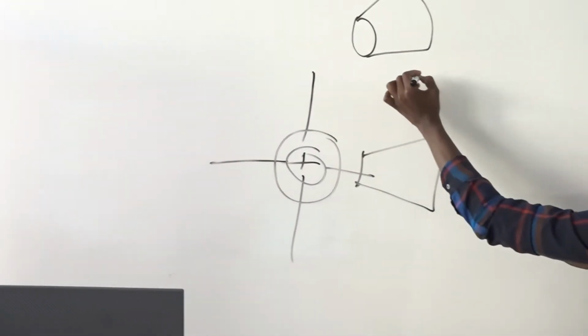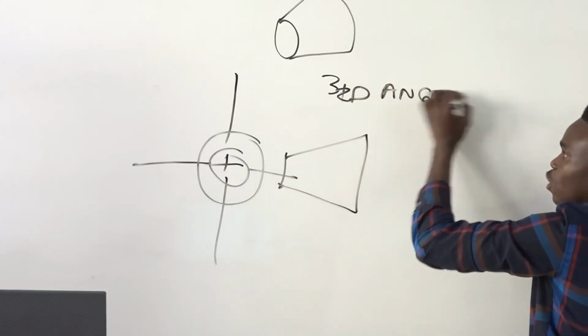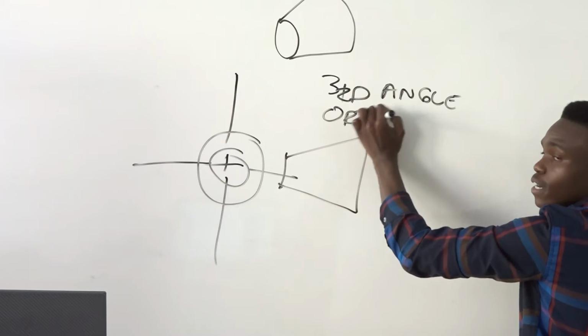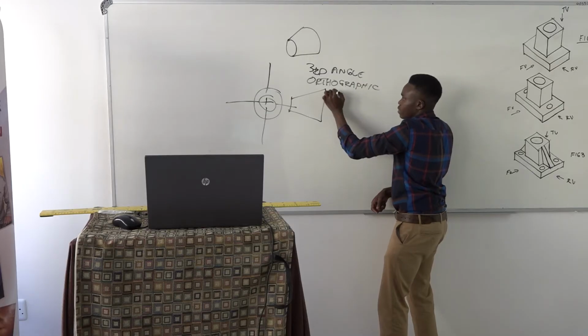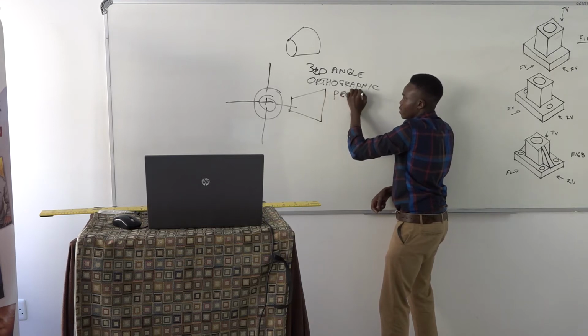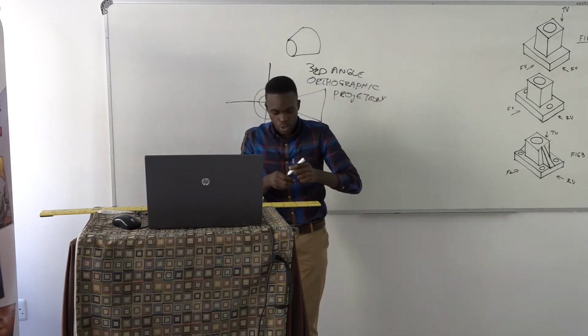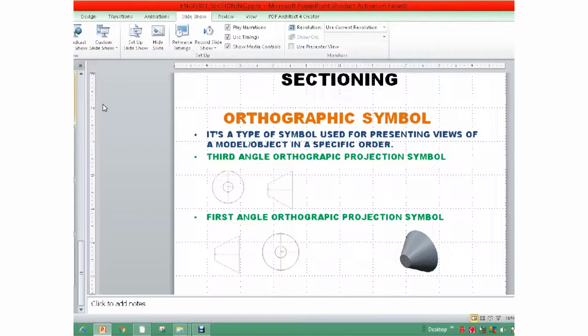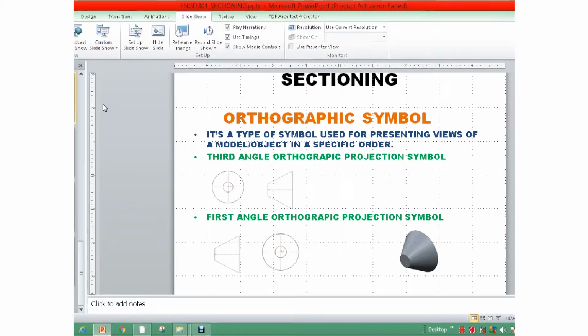Let's look at that. Third angle orthographic projection. Now what happens with this particular symbol? We need to define it. What is this orthographic symbol? It's a type of symbol used for presenting views of a model or an object in a specific order.